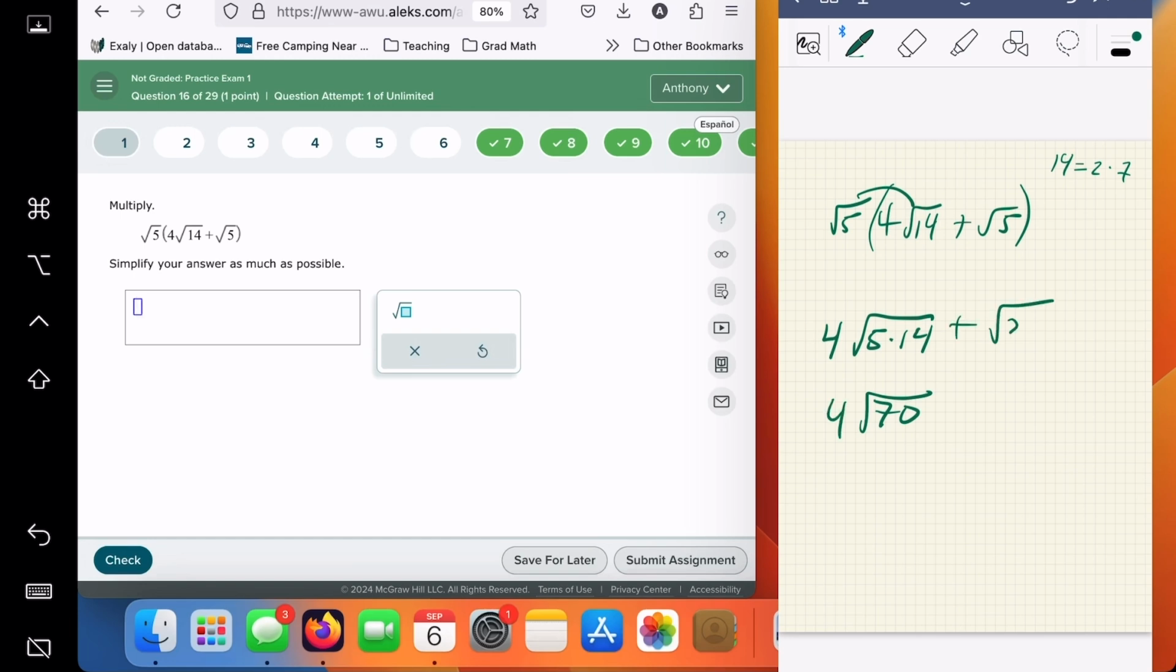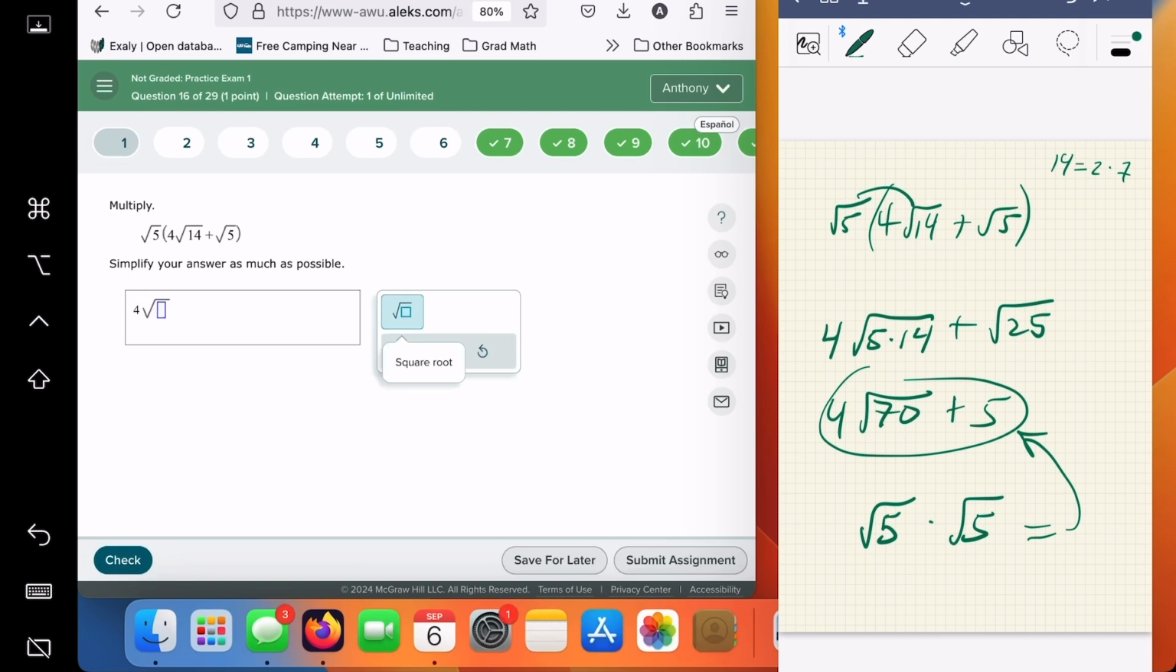And here, underneath the square root, you can think of it as I multiply the 5s, and you would get plus 5. Or, if you remember the previous problem, if you take a square root and you multiply it by itself, you get what's on the inside, right? So there's different ways to think about it, but here we are. So it's 4 square root of 70 plus 5.